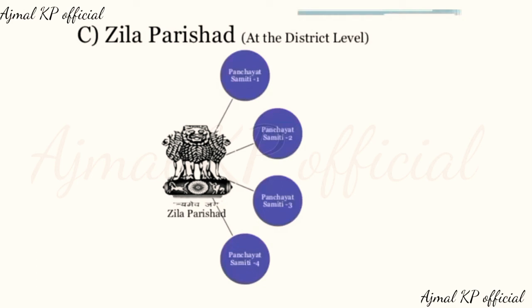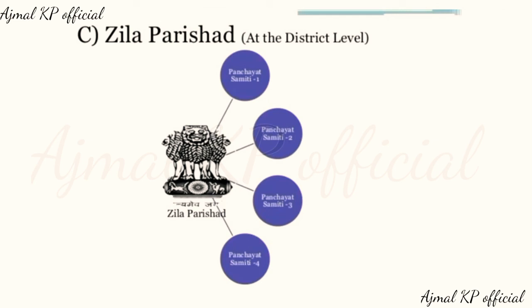Then I will come now to Zilla Parishad, which is at the district level. This is the highest in the Panchayati Raj institution, the apex body. That is the top tier of the Panchayati Raj. First is the Gram Panchayat. Second is the intermediate level, that is Panchayat Samiti. At the top tier, the apex, is the Zilla Parishad.